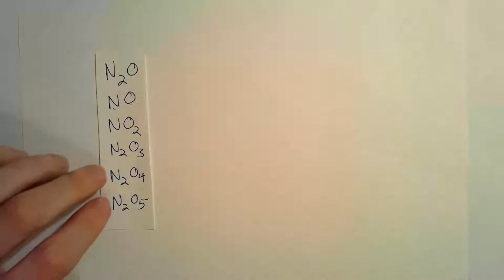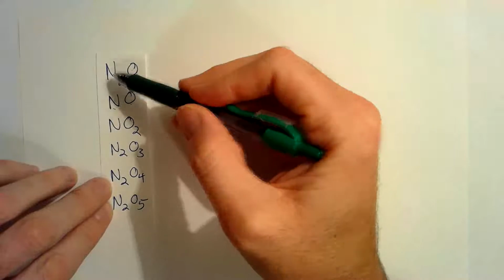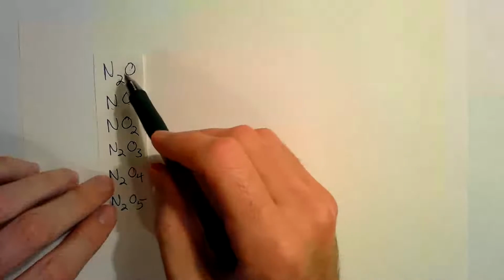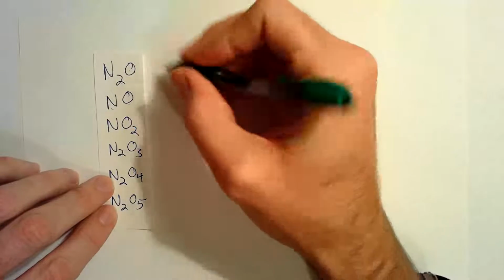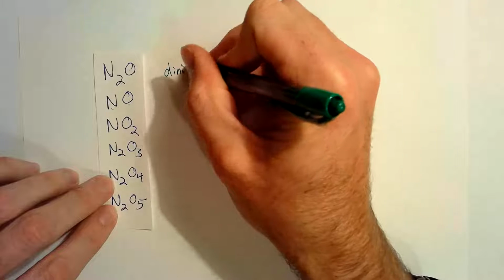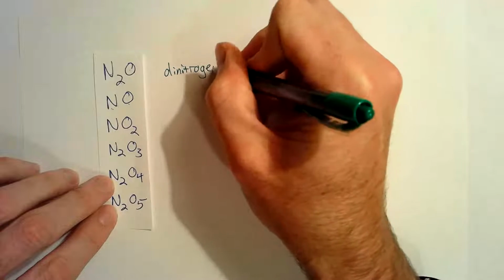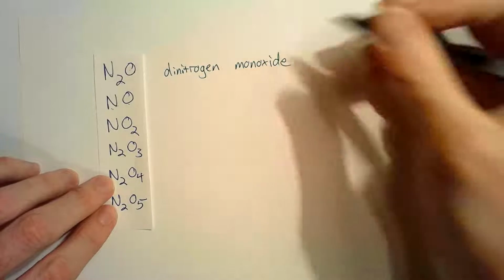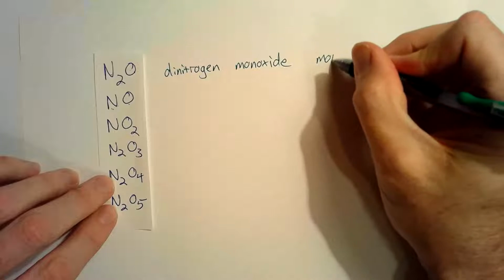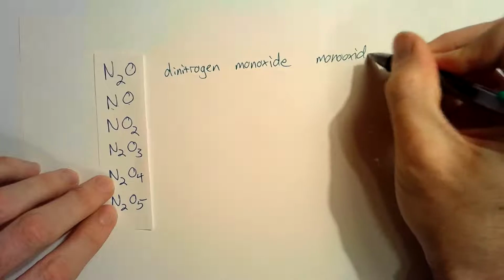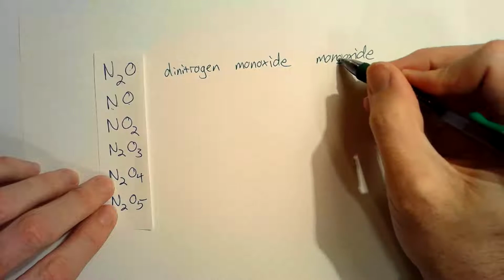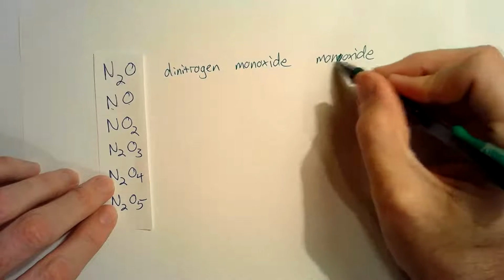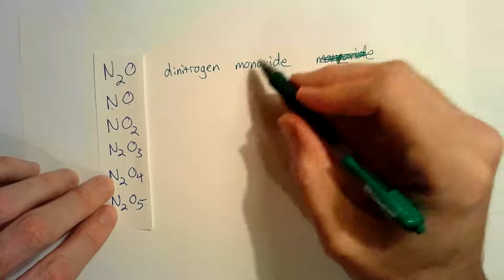So let's do some examples with the same elements, but just different numbers of them. So the first one is going to be, I have 2 nitrogens and 1 oxygen. So that means it's going to be dinitrogen monoxide. Notice that I didn't write monooxide, because you see there's 2 O's here, and so we drop one of the O's just to make it sound better. So we'll use monoxide.